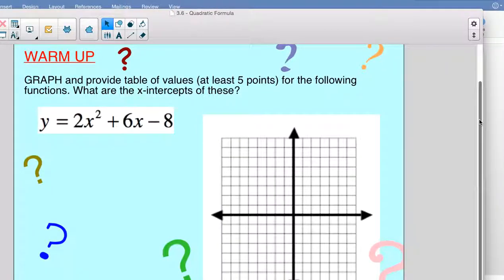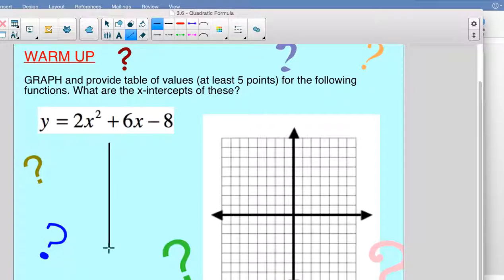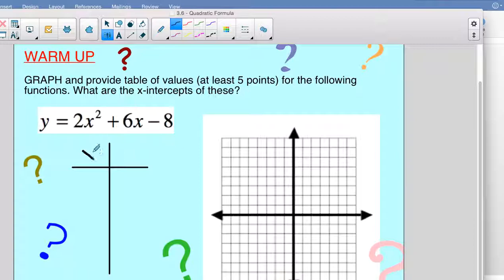All right, so if you finish this one, I'll get my iPad out. But, graph and provide a table of values. So, I'll make a quick table over here with x's and y's. So we got our x's and our y's. So the key is here, you got to get the vertex, right? The vertex is the most critical part of the parabola. So that has to be on there. And then you can base other points around that.